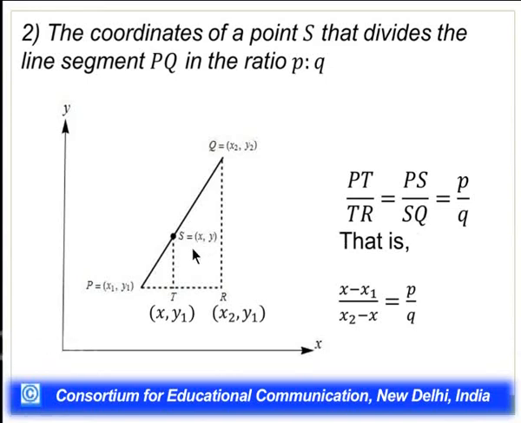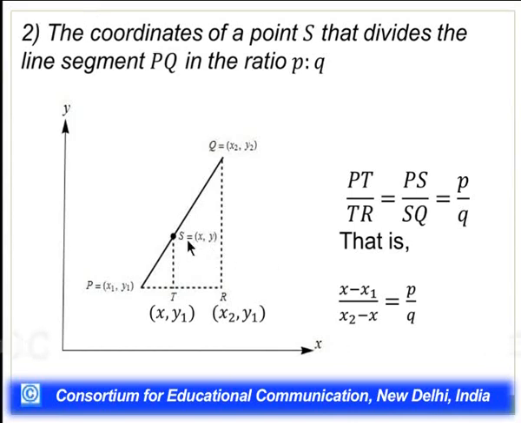Now the objective here is to get an expression for S. S here is our moving point. It is given by the coordinates x comma y, and we want to find an expression for the x coordinate of S and also the y coordinate for S. So let's see how this can be done.